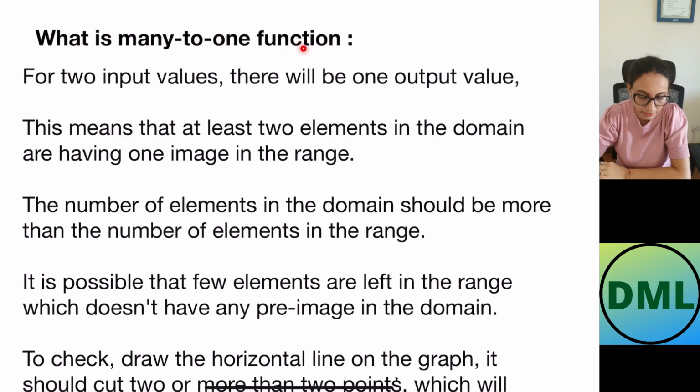What is many-to-one function? For two input values, there will be one output value. What is the meaning of that? This means that at least two elements in the domain are having one image in the range. The number of elements in the domain should be more than the number of elements in the range. What is the meaning of that? The meaning of that is you should have more elements in the domain than in the range. It is possible that few elements are left in the range which doesn't have any pre-image in the domain.